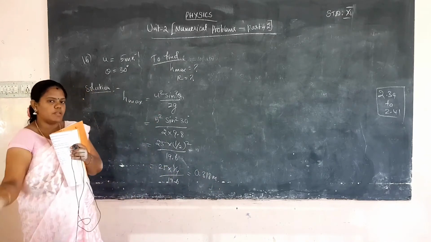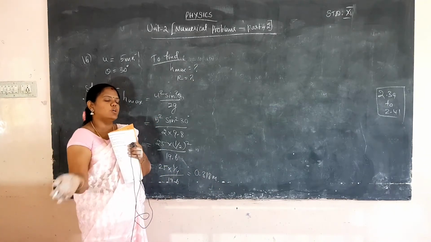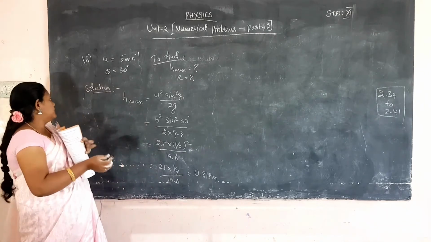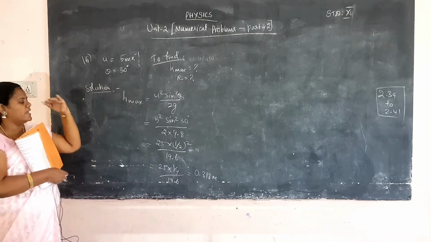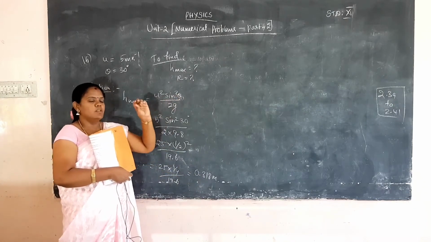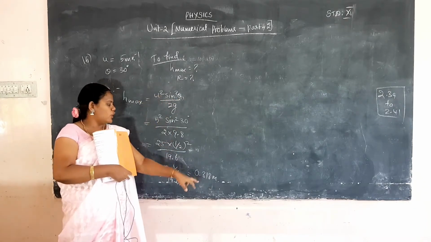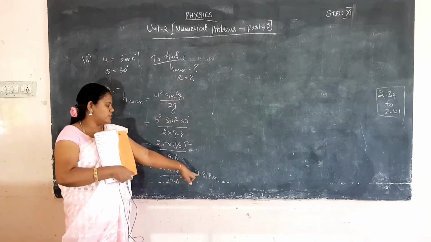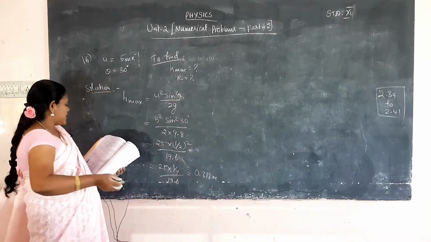One thing, it will be projected, it will be thrown to the other side. The particle reaches the maximum height of 0.318 meter. You throw it from here to there, and it jumps up to this height, 0.318 meter. This is the maximum height.